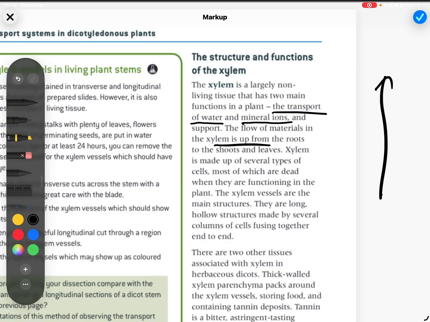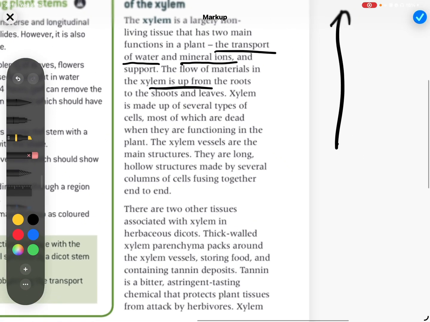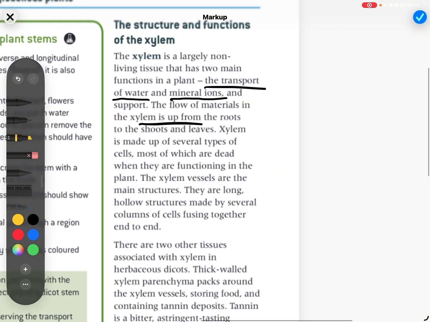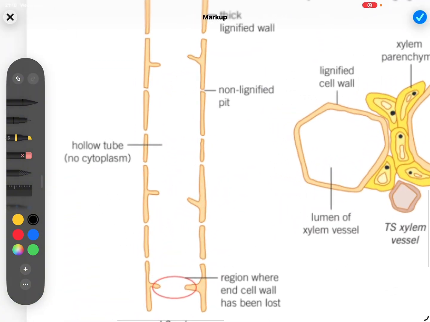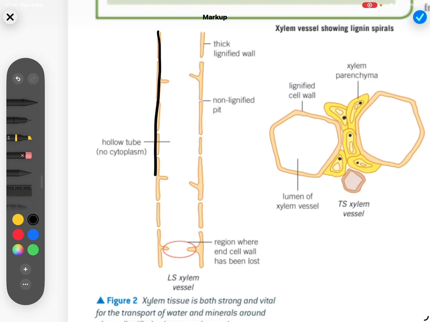Now, the xylem is made up of several types of cells, most of which are dead. Xylem vessels, okay? The xylem is made of xylem vessels. They are the main structure of the xylem. They are strong, hollow structures made by several columns of cells fusing together end to end. And we have a nice little picture here. What you'll notice is you can see its line down here. It's a hollow tube.